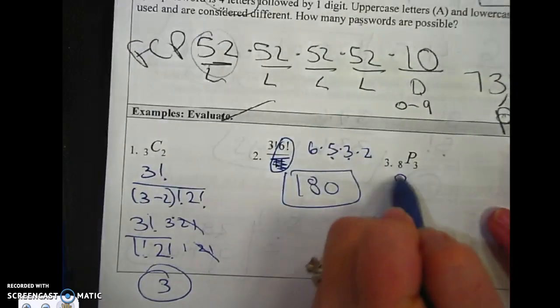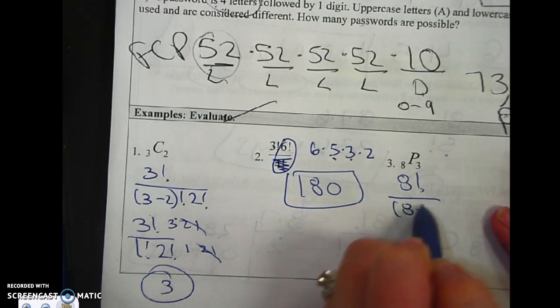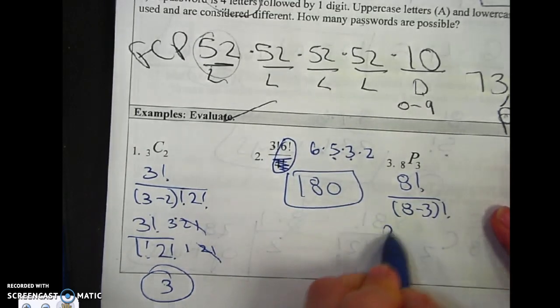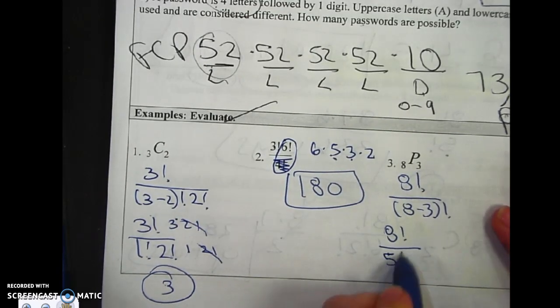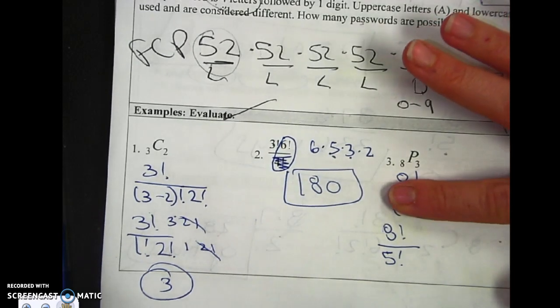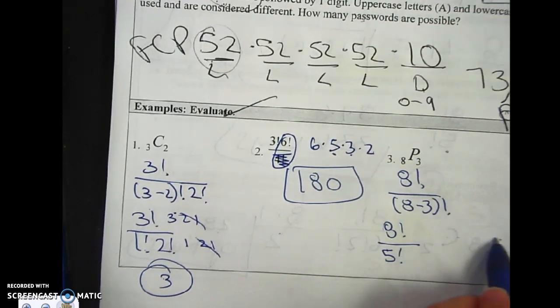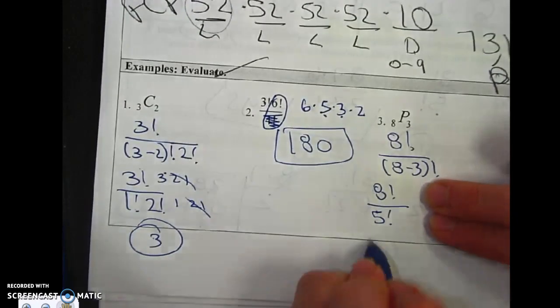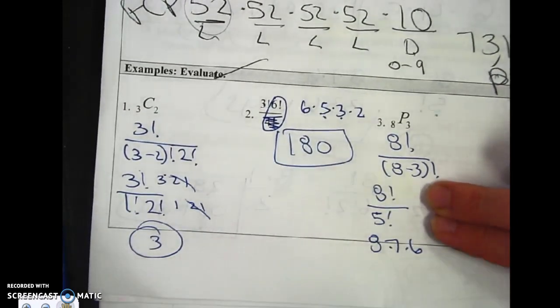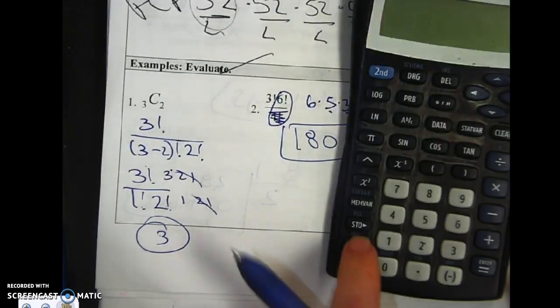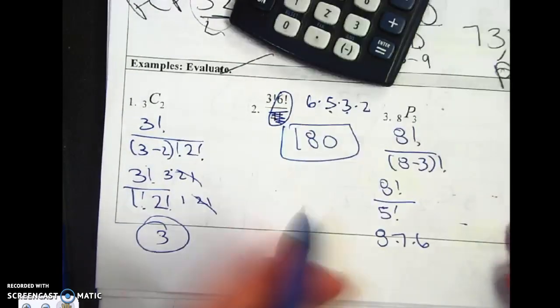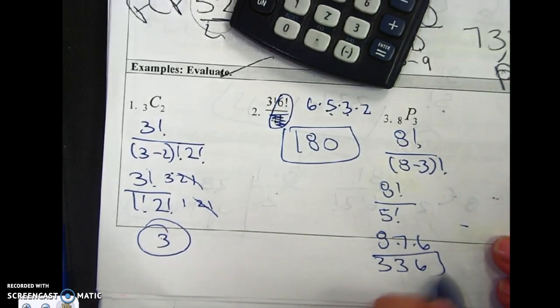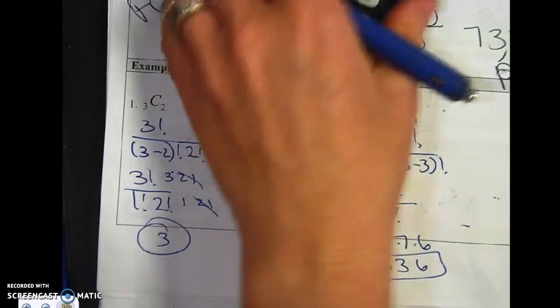8P3. So 8 factorial over 8 minus 3 factorial. If you want to go straight from 8 factorial to 5 factorial, and skip this step, great. This means 8, 7, 6, 5, 4, 3, 2, 1. This means 5, 4, 3, 2, 1. So I take out the 5, 4, 3, 2, 1, and it's 8 times 7 times 6. 42 times 8, 336. It isn't a word problem, so I'm just getting the answer.